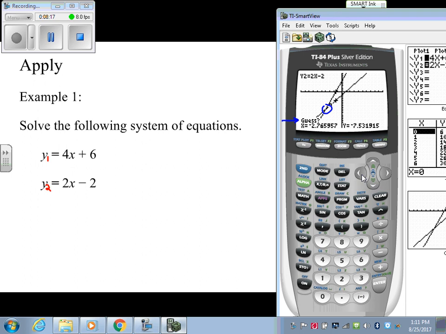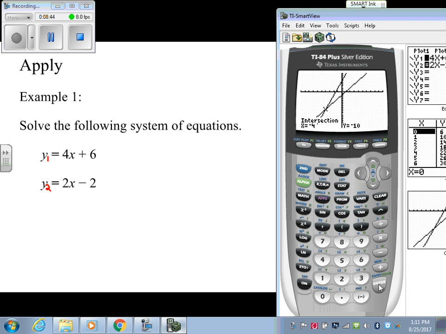The only time it would matter where you guess is if we had a more complicated function, something like that, and there were many points of intersection, like 1, 2, 3. Then it would ask you to guess, meaning move your cursor closest to the one that you're interested in, and then it would give you the exact coordinates of that one. But since our 2 lines only intersect at 1 point, we don't really care about our guess. We can just hit enter anywhere, and that will get the job done.